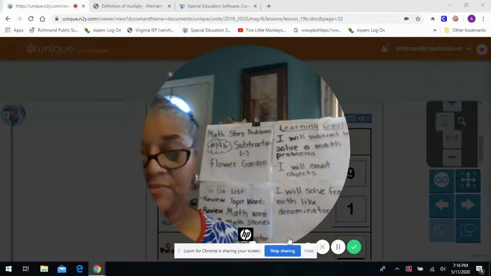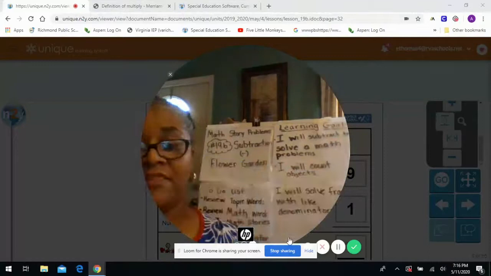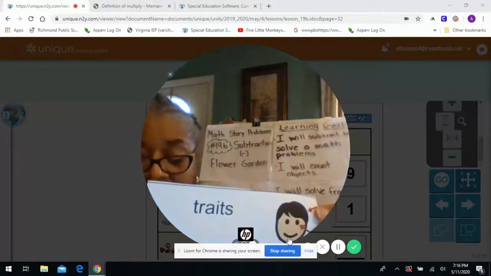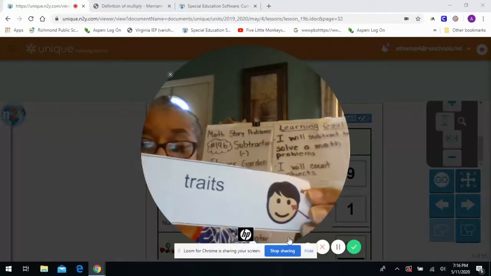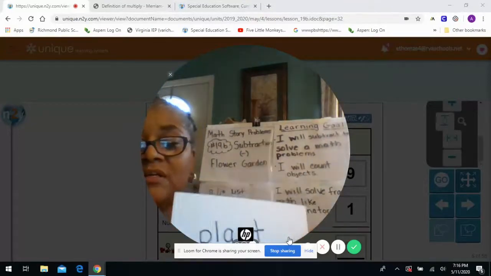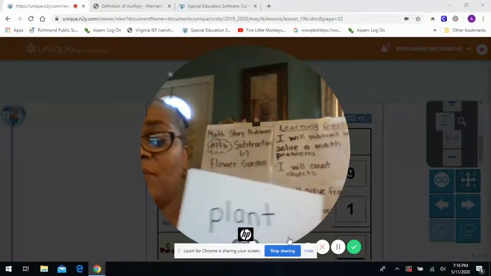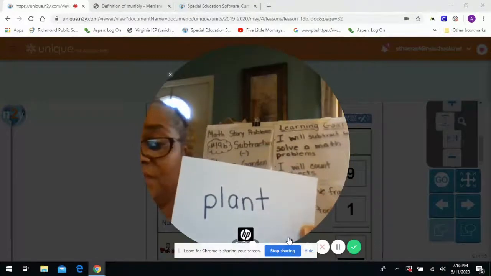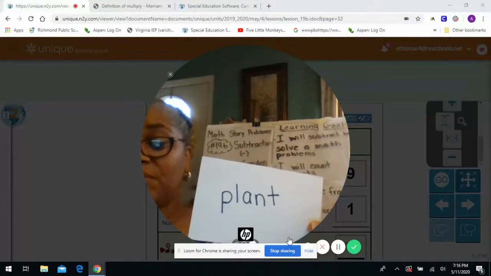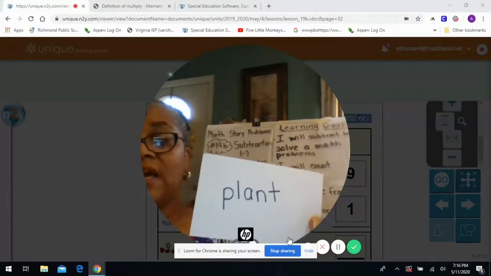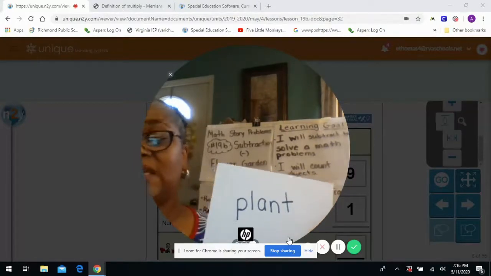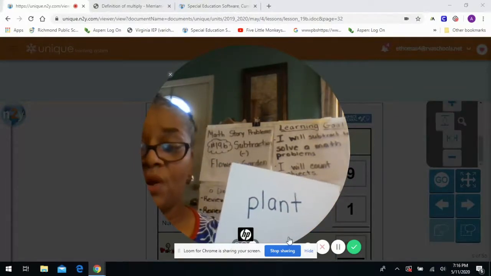The next word, parents, our mother and father. Our traits make us different from another person, like the color of our eyes. And being that we're talking about our flower garden today, we're going to talk about the word plant. Plant could be a noun or a verb. Plant could be foliage, some greenery or flowers we have in a pot. To plant means to put seeds in the ground so things will grow.